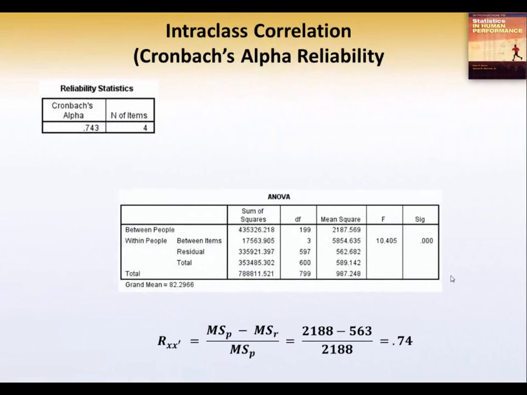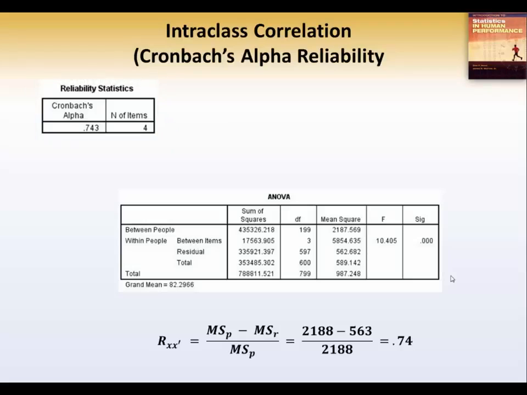Here are the 2 pieces of output from SPSS. In the upper left, we have Cronbach's alpha, 0.743. Perhaps a sufficient reliability, but that's the reliability for 4 trials. Maybe you would like to have the reliability higher. But regardless, the reliability for our 4 bench press trials is 0.74.